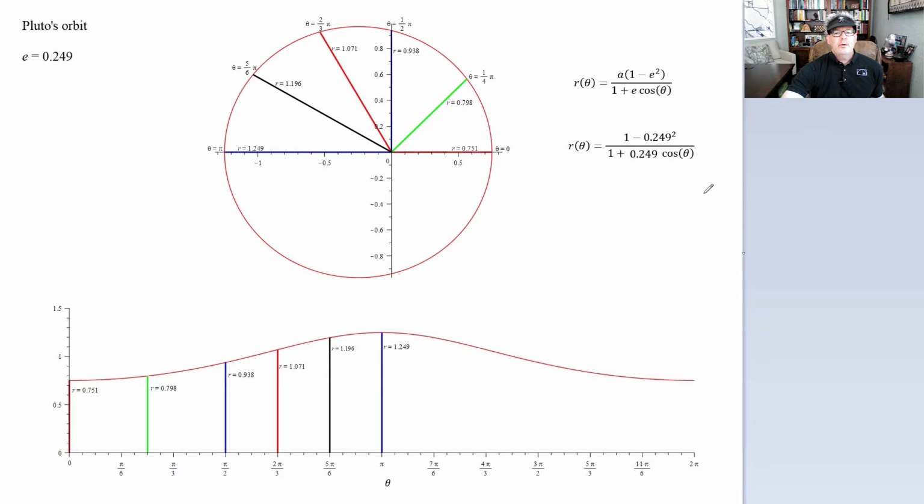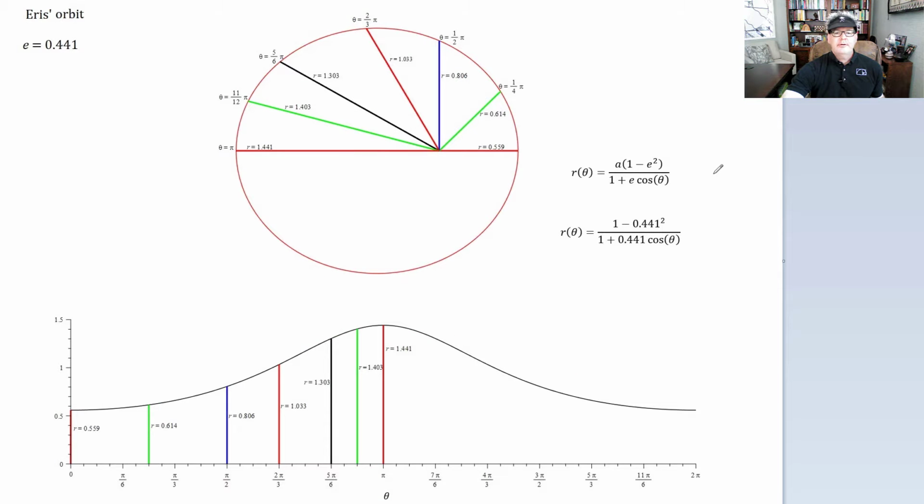Here it is with Pluto. We start to see a little more difference. Let's make it more extreme. Here's Eris. And again, we can see that for half the angle range, from 0 to pi, say for the upper half of the ellipse, and then there's symmetry. If I look at the first 0 to pi over 2, we're really close, and then we only reach r equals 1 with this angle, 2 pi over 3.